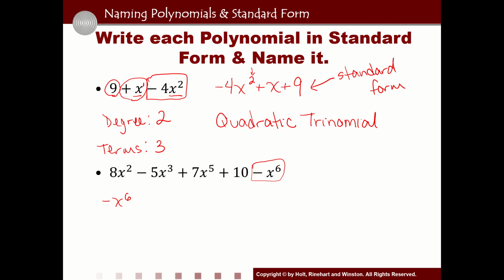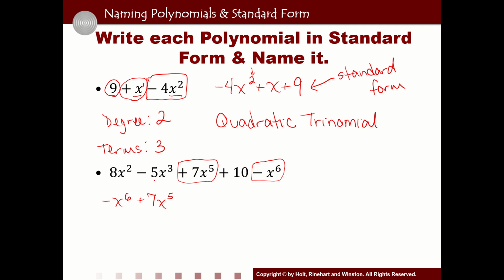Then I'm looking for my next greatest exponent. Well, that's going to be the x to the 5th. That is a positive 7x to the 5th. Doesn't matter about these coefficients, these numbers in front of the x's. Those don't matter. When I'm putting it in standard form, it all relies on those small exponents on top of the x's.